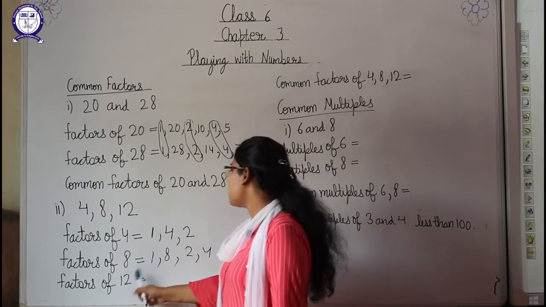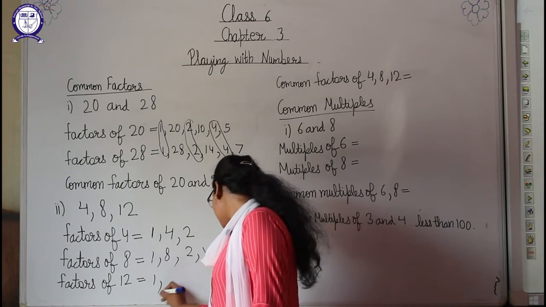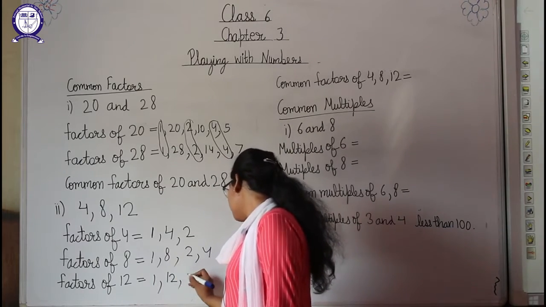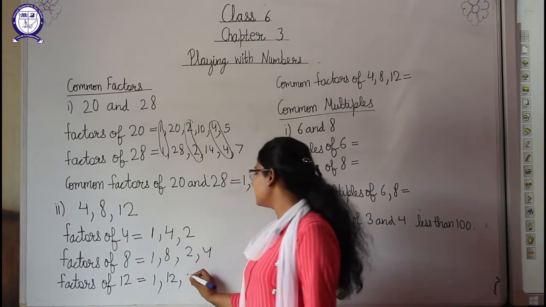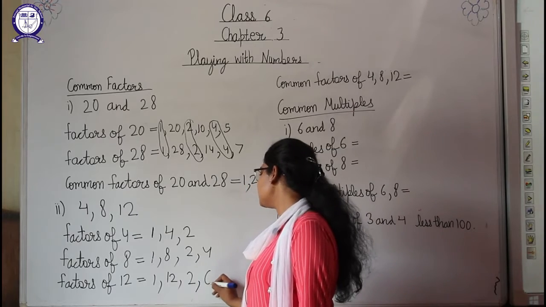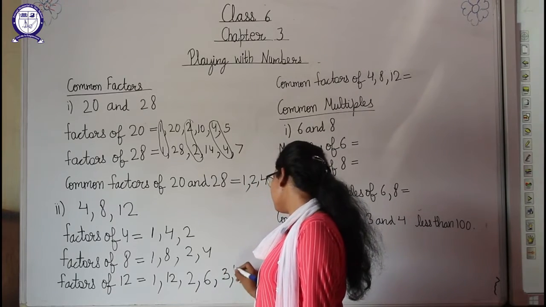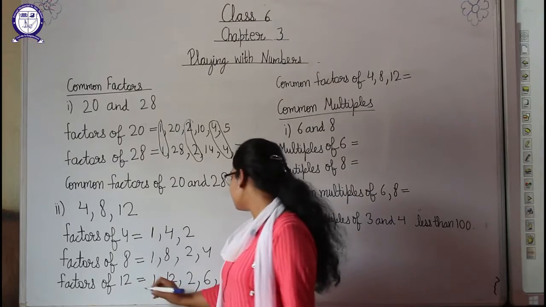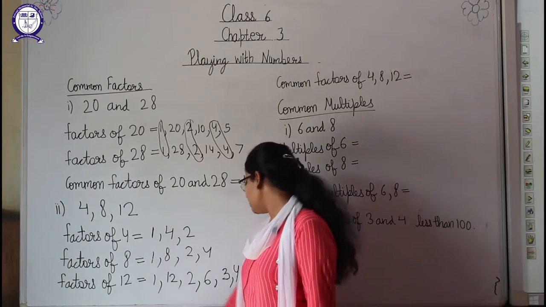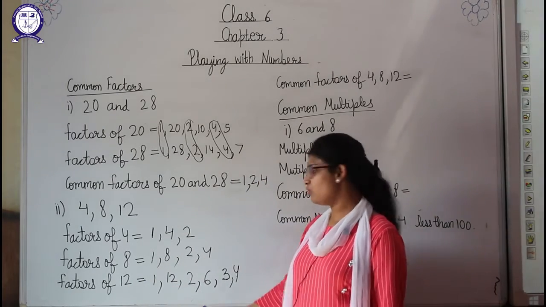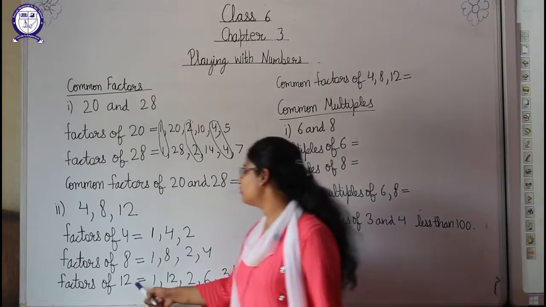Then factors of 12. 1, 12. Now we can get 6 times 2 is 12, so 6 and 2. Also 3 and 4, because 3 times 4 is 12. It means these are the factors of 12. Can you get more factors, students? No. So these are the factors of 12.